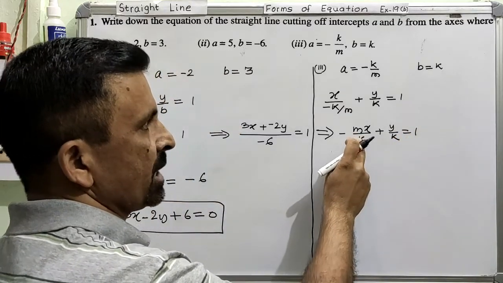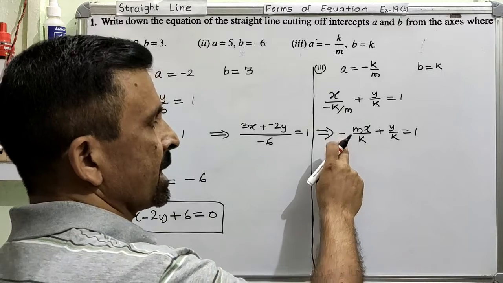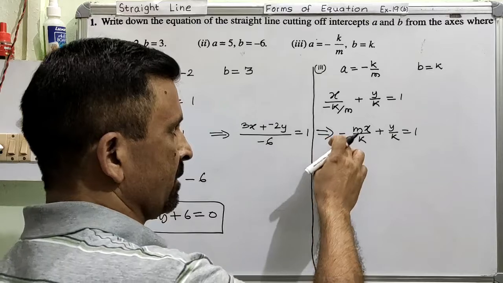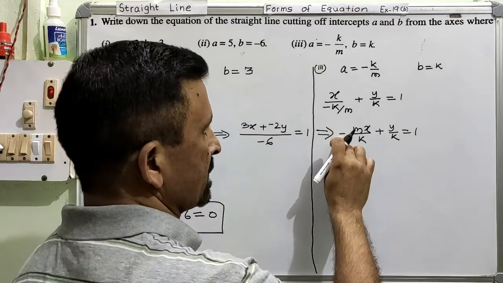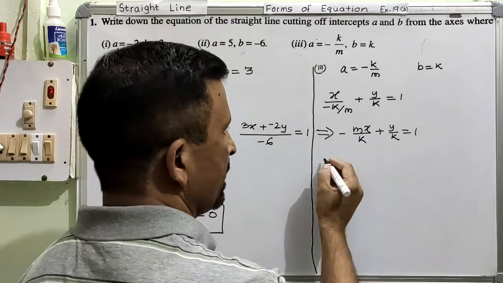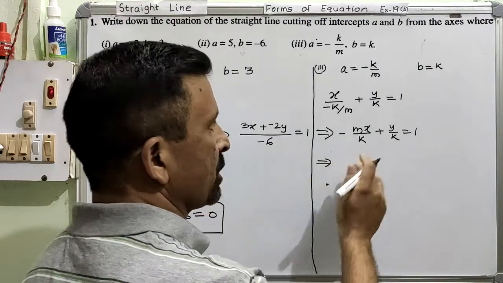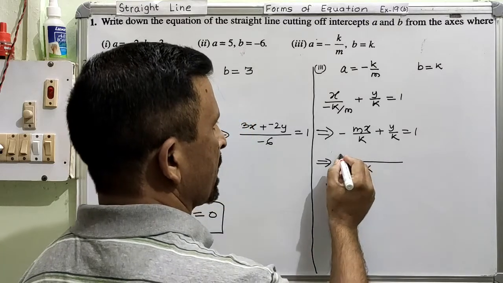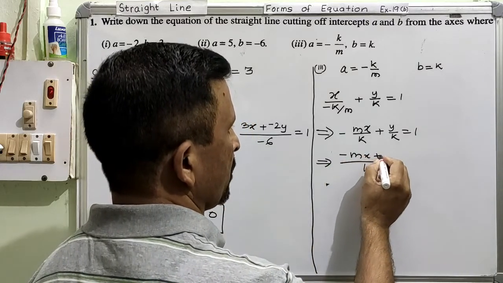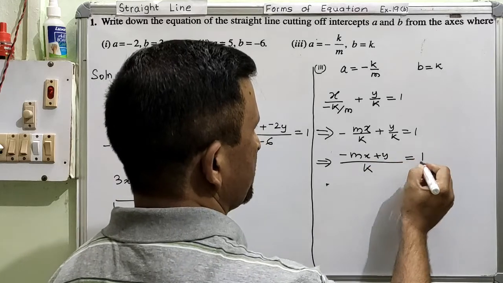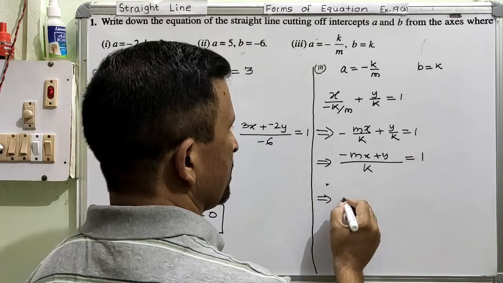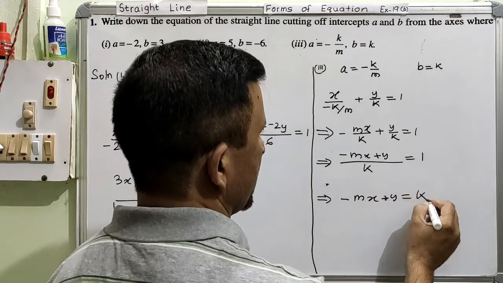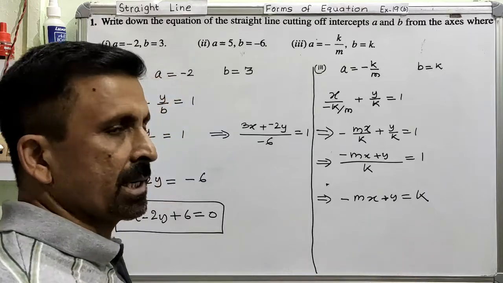Now you know when your fraction is a negative number, this minus sign can go with the numerator or can go with the denominator. It is up to you. You have freedom, you can take it with either. So this time I am going to take this minus sign with the numerator, so that it becomes easier for me to find the LCM. Therefore, the LCM of these two will be k only, and then the numerator will be minus mx plus y is equal to 1. And then this implies minus mx plus y is equal to k. So your equation is completed now.